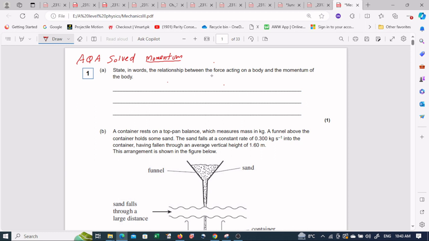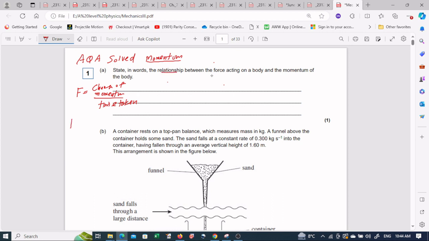So simply, as we know, force F is equal to change of momentum divided by time taken. This is actually the second law in terms of momentum. When force acts on a body, the momentum changes. So the relationship between force and rate of change of momentum is directly proportional.